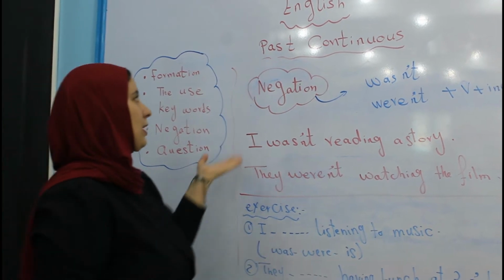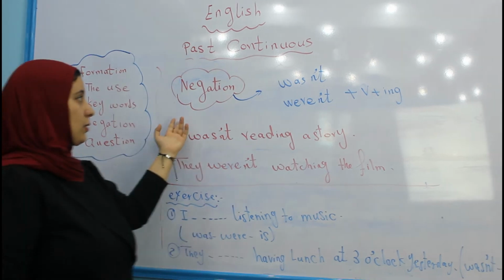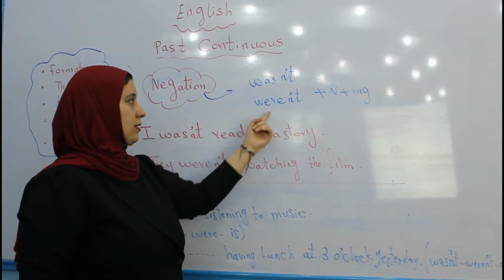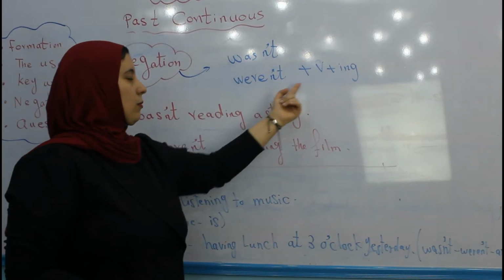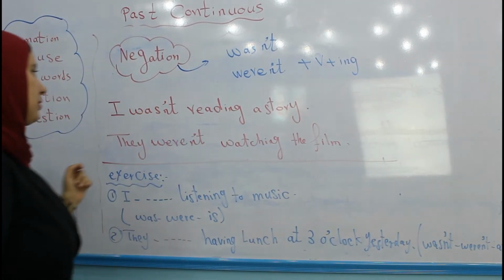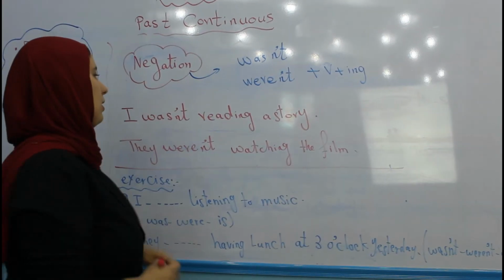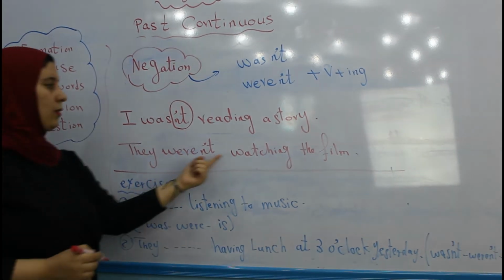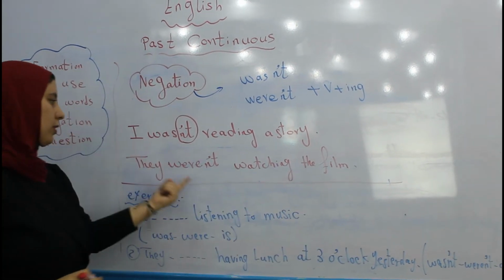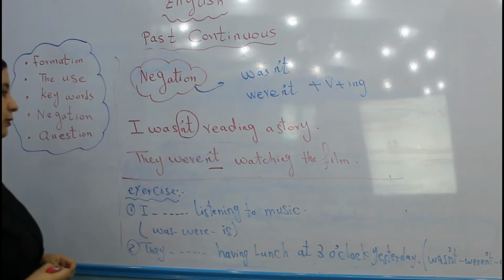Now, let's talk about negation in past continuous. In negation, we use wasn't or weren't plus verb plus ing. For example, I wasn't reading a story. They weren't watching the film. Here we add an apostrophe and T.